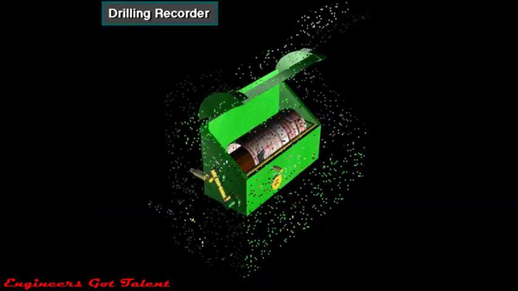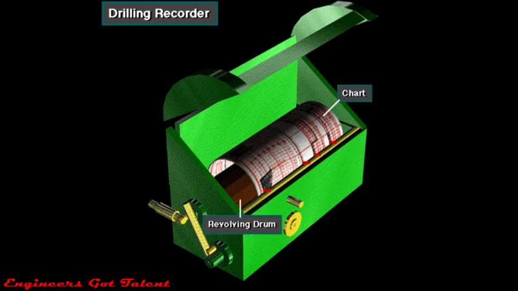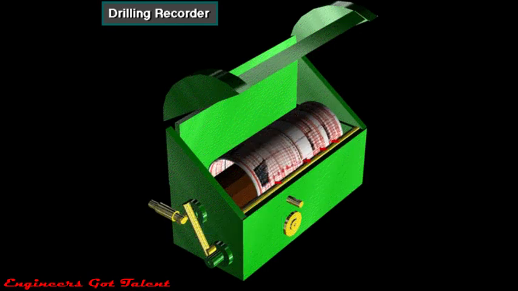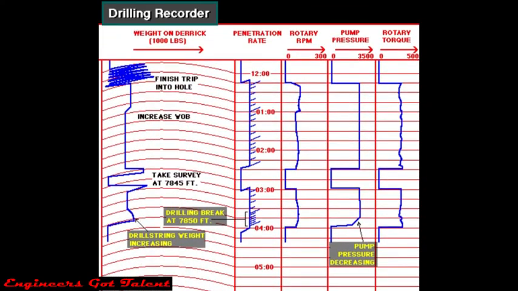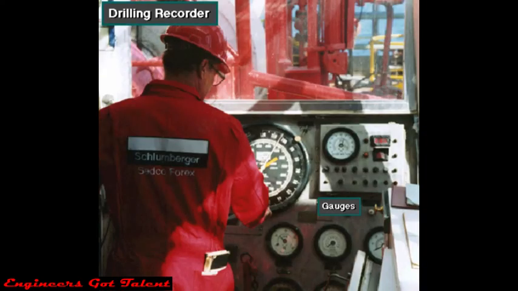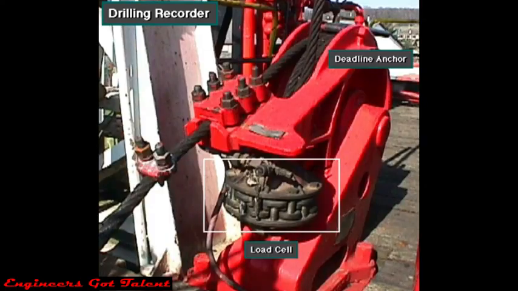The driller puts a chart onto the revolving drum. Several pins with ink in them trace records onto the chart. Drilling recorders may have from one to several pins, depending on how they're hooked up. The recorder gets signals from sensors mounted near the gauges that measure the drilling variables. For instance, a load cell on the deadline anchor senses hook load and weight on bit.